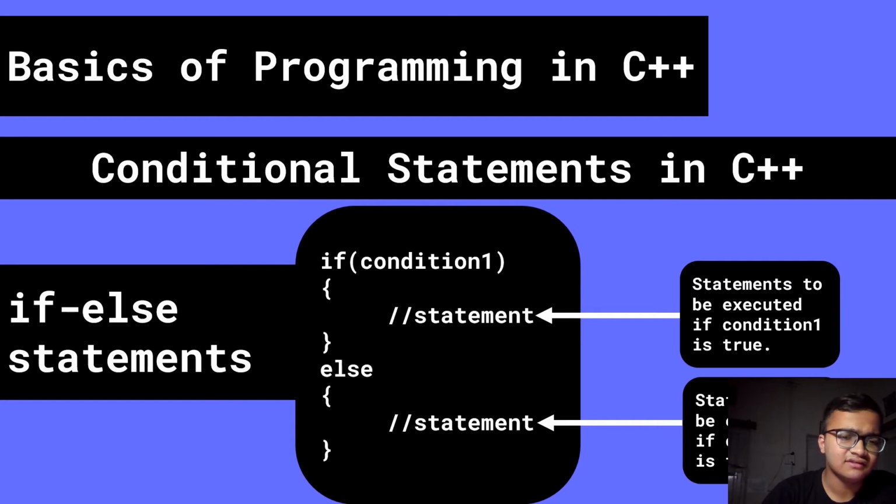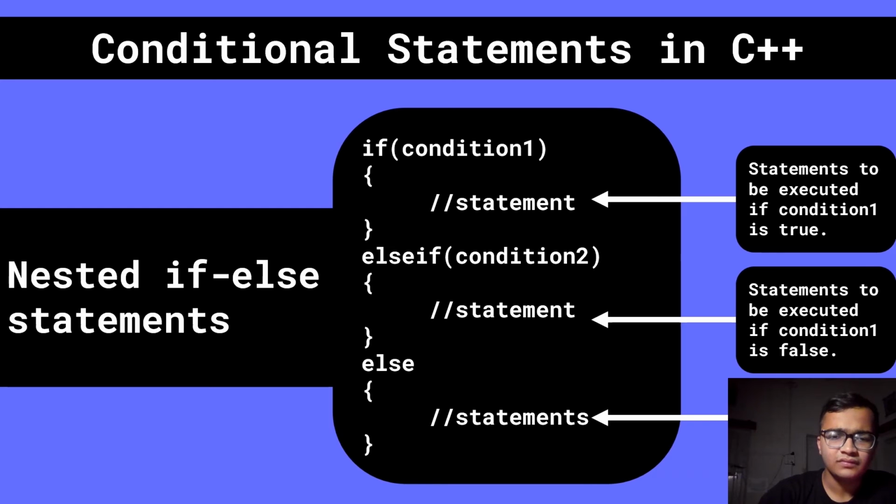Now let's understand what the nested if else statement is. Nested if else is a bigger version of the if else statement. See here, more ifs can be integrated in the same if else block. If condition 1 is true, the statements under this block, between these two braces, will be executed. If not true, then this condition will be checked: else if condition 2 is true, then these statements will be executed. Else, if both these conditions are false, then this else block will be executed.